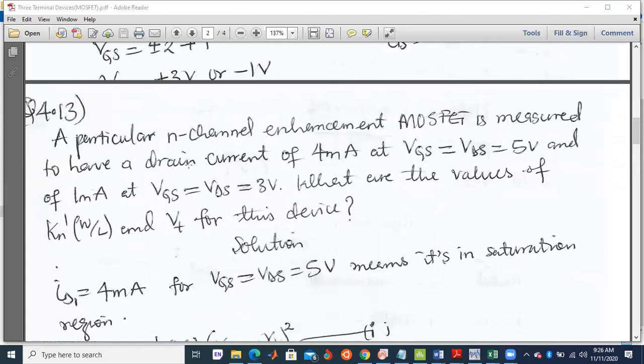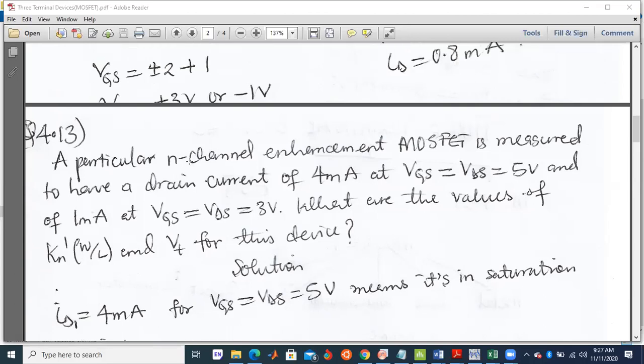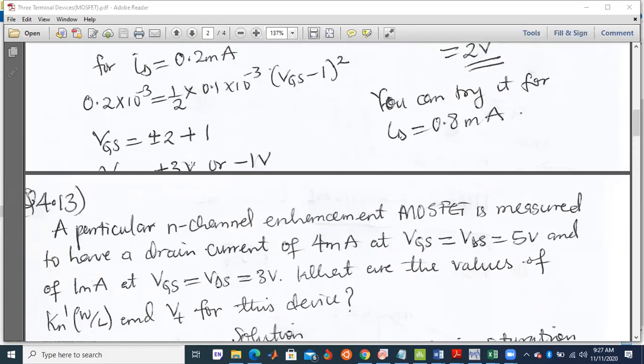A particular N-channel enhancement MOSFET is measured to have a drain current of 4 milliamps at VGS equals VDS, which equals 5 volts. And 1 milliamp at VGS equals VDS, which equals 3 volts.